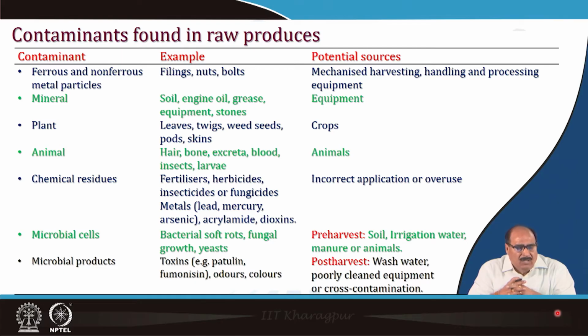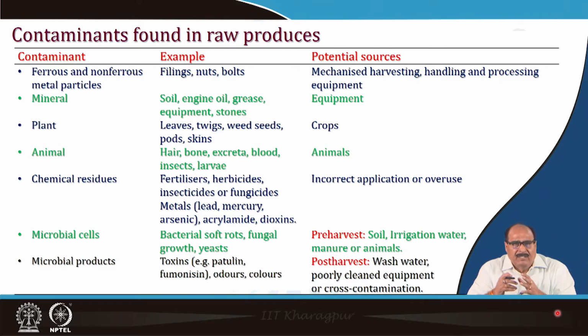For example, the filings, nuts, bolts, etc. in this form, ferrous and non-ferrous metal particles may be present in the produce, and the various sources from which these metals come into the produce may include mechanized harvesting, handling and processing equipment. Similarly, even the leaves, twigs, seed or weeds, pods, skins of other plants may come from various plant sources or very different crops which might be there in the field.